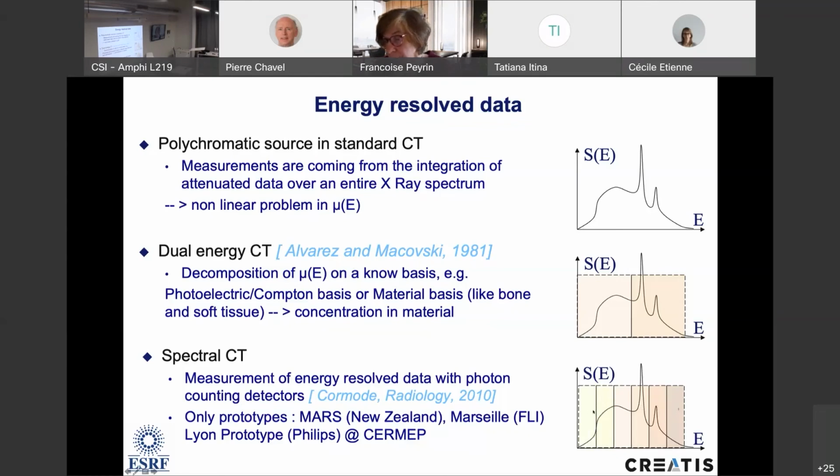What you see here are different energy beams, and with these new detectors you will be able to sort the photons and have different beams of energy, what we call energy resolved data. There are only a few prototypes currently, for instance in New Zealand, in Marseille, and in Lyon, where we have a prototype from Philips, which is located at Stermet.